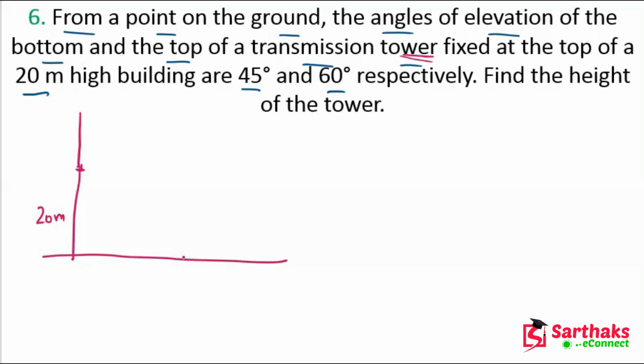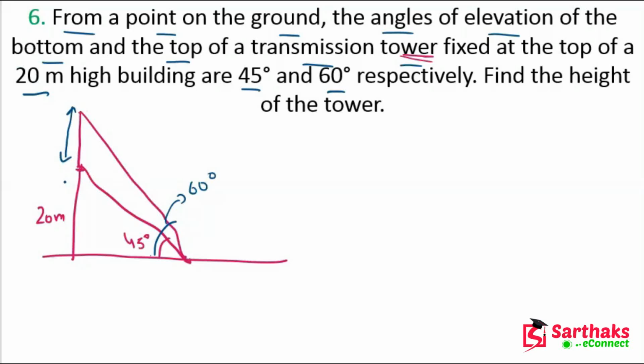Now from the point on the ground like this, the angle of elevation of the bottom and top of a transmission tower. This is the bottom and this is the top of the tower. So the angle of elevation of the bottom from the ground is 45 degree, and from the top of the tower is 60 degree. Now we have to find this height.